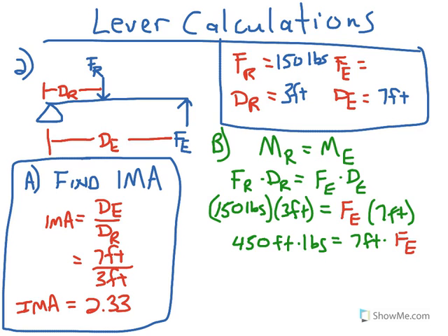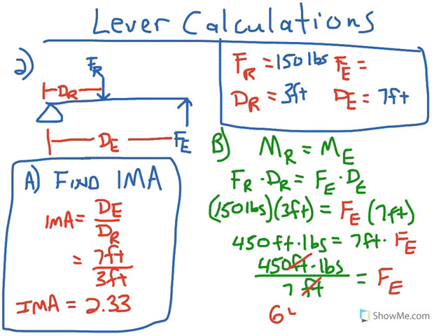We're trying to get the force of the effort by itself. To do so, it's currently being attached to 7 feet by multiplication. Opposite of multiplication is division. So if we divide both sides by 7 feet, on the left we get 450 foot-pounds divided by 7 feet. On the right, we just get the force of the effort. On the left, you're dividing feet by feet. Anything divided by itself is 1, with the exception of 0. 450 divided by 7, to the nearest hundredth, is 64.29. The only label left is pounds, which makes sense because it's a force.